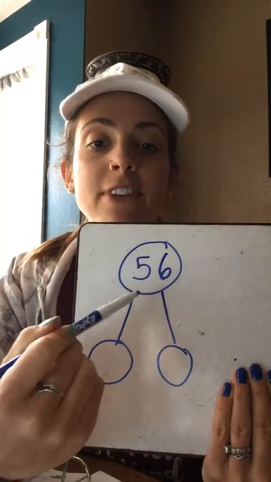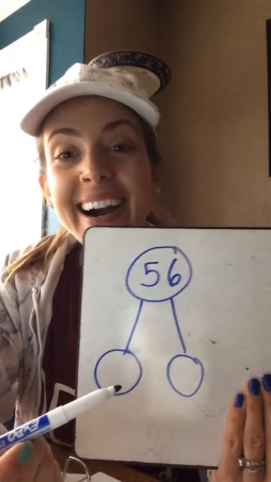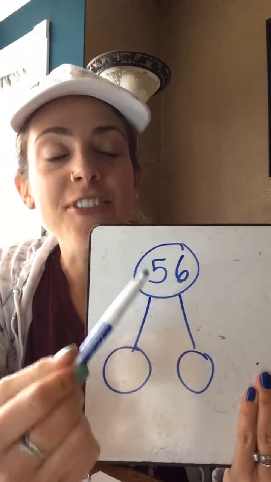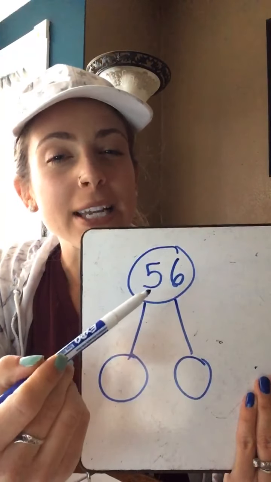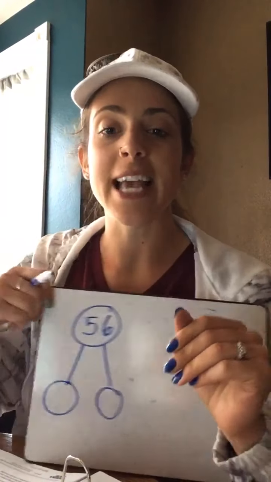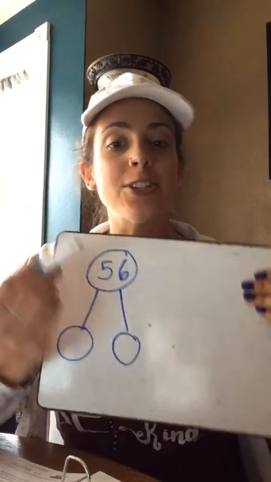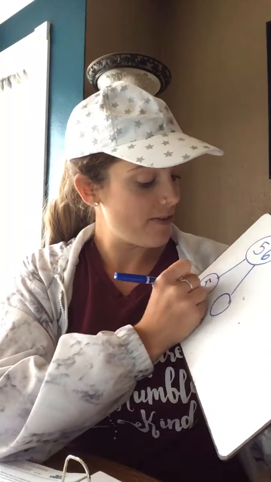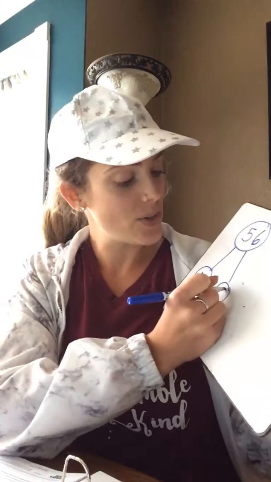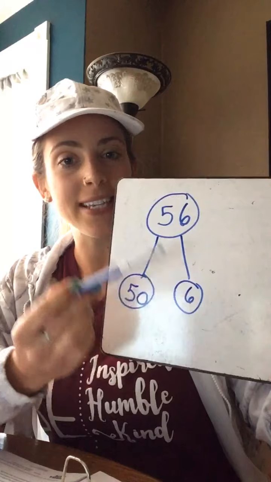56. Should we just write a 5 and a 6? No. I hope you knew that. You guys are so smart. So it's not a 5 and a 6. 56. How many 10s do we have? 5 10s, which will be the same as what number? Let's count by 10s 5 times. 10, 20, 30, 40, 50. So 5 10s is the same as 50, and 6 1s. 50 and 6. 56. 50 plus 6 is 56.